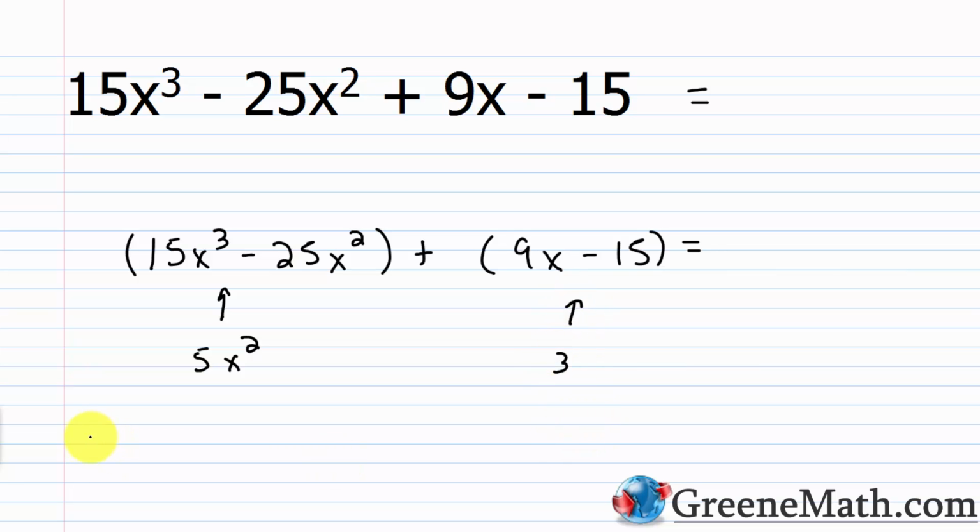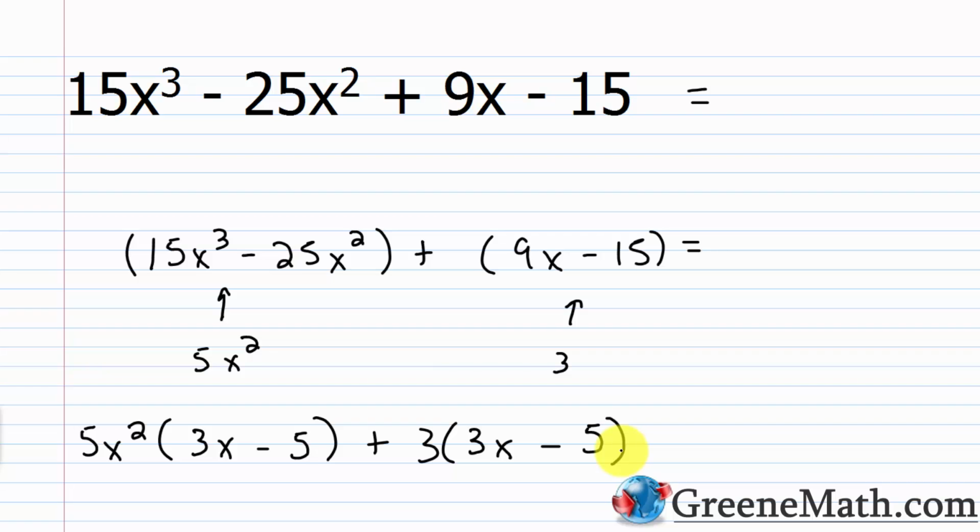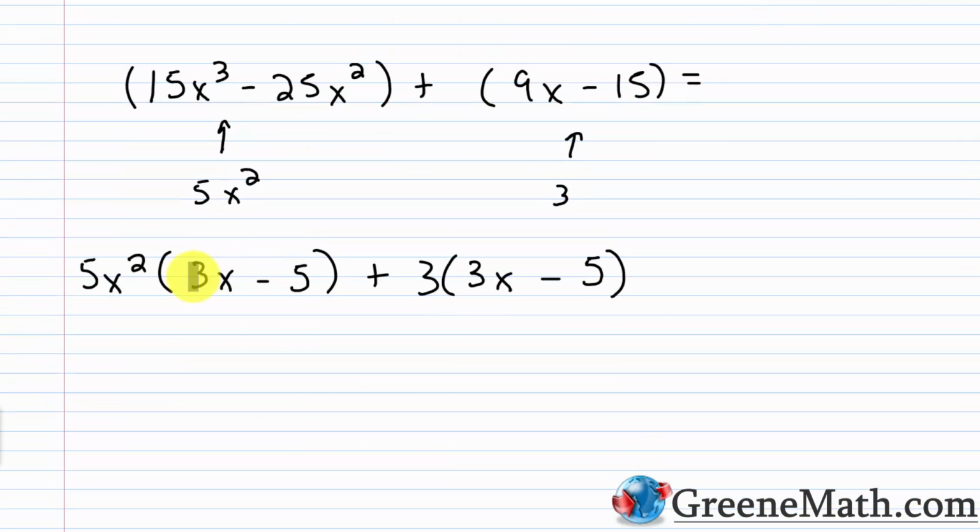So let's pull that out from each one. If I pulled out a 5x squared from here, what would I have left inside? 15x cubed divided by 5x squared would be 3x. Then I have the minus. 25x squared over 5x squared is 5. And then plus, if I pulled a 3 out from here, 9x divided by 3 would be 3x. Then minus 15 divided by 3 would be 5. So we can see that immediately we have a common binomial factor. We have 3x minus 5, and we have 3x minus 5. So we're going to pull this out.